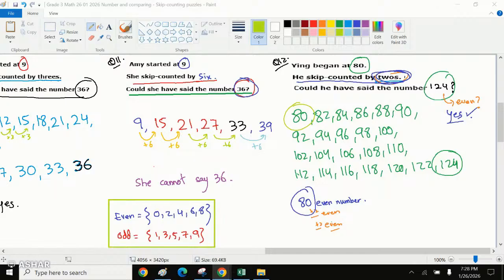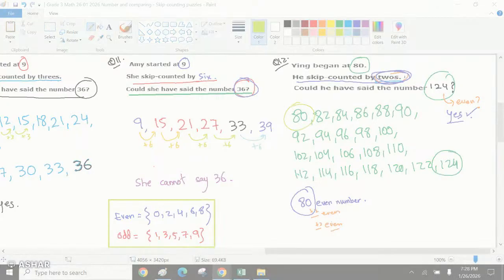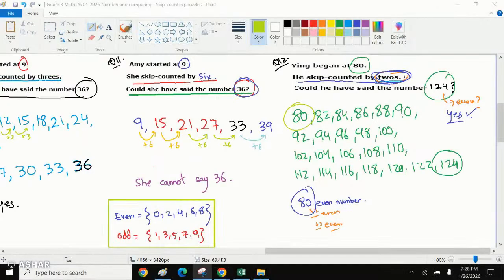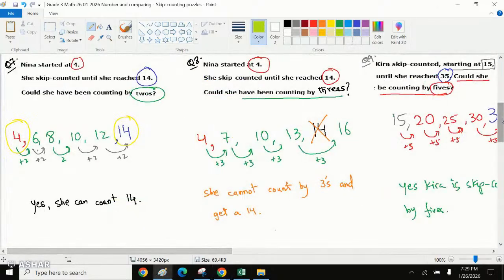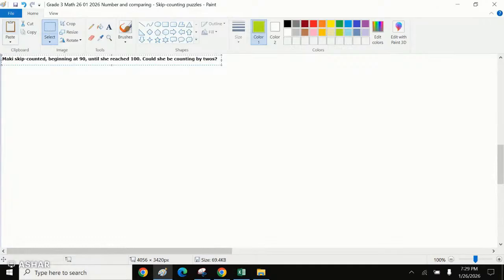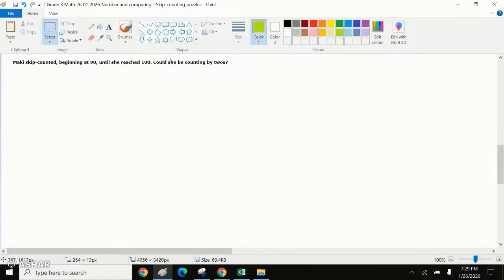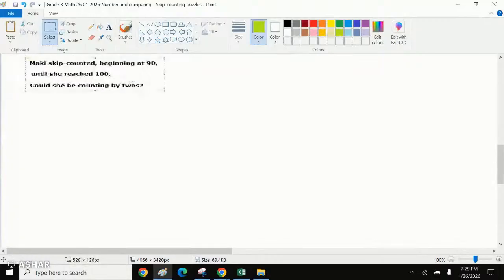Very similar question, but in this case, let's just try a similar question. Let me copy it. That means question number 13. So this question says at 90 until she reached 100. Could she be counting by twos? It's a reverse. This would be our question number, I think 14. Let's write 14 just for the reference.